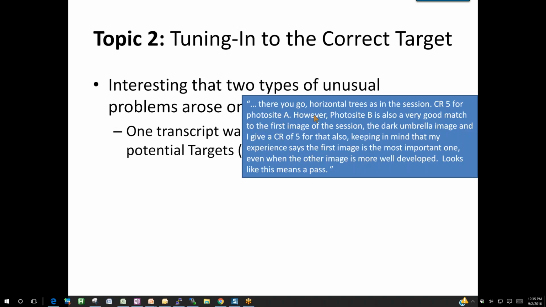There you go, horizontal trees as in the session, so you got that as a match. A CR5 for photosite A. However, photosite B is also a very good match to the first image of the session, the dark umbrella, et cetera, et cetera. The point being that in this case, there was a good description of two possible targets.